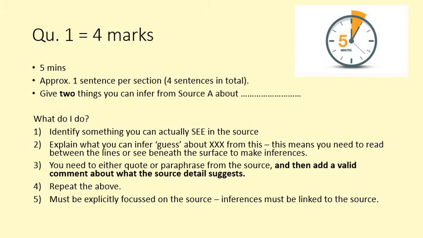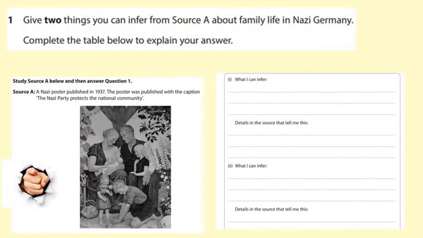You need to use something that you can actually see or read in the source, and you quote in the detail section. And your inference has to be a valid, educated guess. You can't just repeat what the source says, you can't just paraphrase what the source says, and you need to do that twice. So here's the question 1 I'd like you to have a go at. It should take you about 5 minutes, so if you pause this video now and have a go at this question, and once you've completed it, submit it to your class teacher via Microsoft Teams.